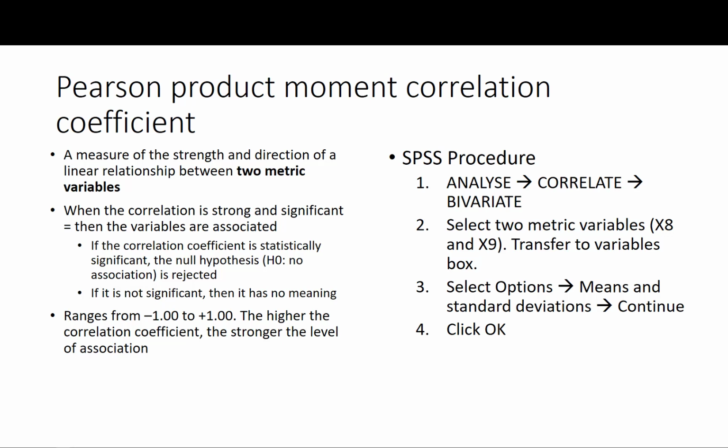So our alternative hypothesis here is that the correlation coefficient is statistically significant, and the null hypothesis, H0, is that there's no association. If it is not significant, then it has no meaning, so there is no association.